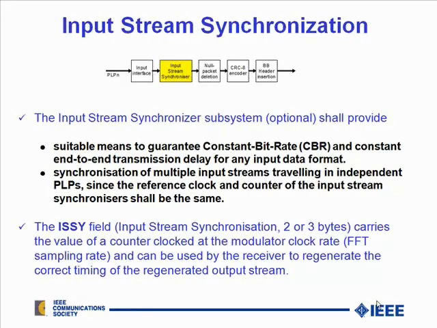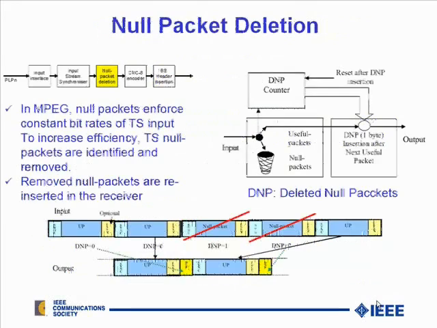timestamp for all the PLPs that are processed by different mode adaptation and stream adaptation blocks in order to allow synchronization at the receiver. Then another action implemented by the mode adaptation block is the null packet detection and deletion. In MPEG, it's possible to insert null packets that don't contain any data, but are inserted only to enforce constant bit rates of the transport stream input.